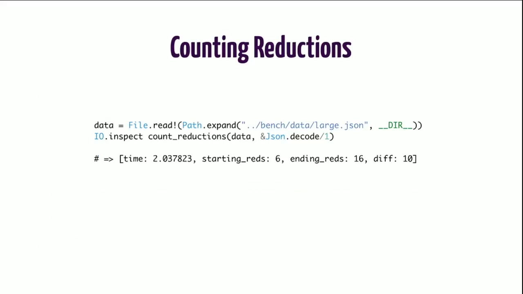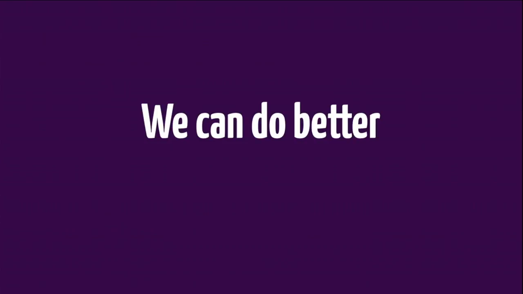So when we do this with our big data, we can see it took 2 seconds. We started at 6 reductions and ended at 16 reductions with a total diff of 10. So we have 2,000 reductions, and reductions are a way to help the VM understand how much work you're doing, how much time it's going to take you. When we don't have proper reduction counting, it throws everything off. This should be much, much higher with running and blocking the scheduler for 2 seconds. So we can do better.